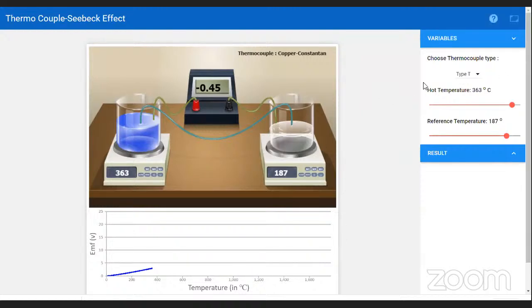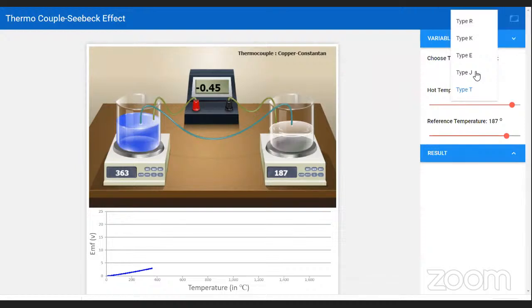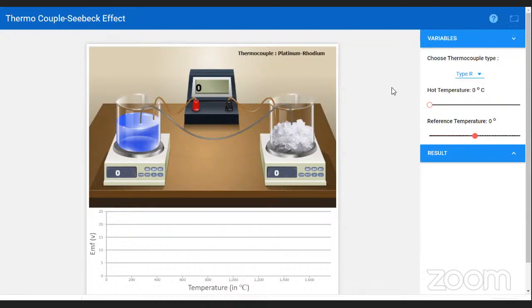Okay. So here you can see that this is the apparatus in VLab, and what we can do here, we can choose different thermocouples from the list which are available here. We have type T, type J, type E, type K, and type R. When you choose one particular thermocouple, say for example type R, it automatically displays on the screen which kind of thermocouple this is, and what combination of metals is there. So it is a platinum rhodium thermocouple, which is known as type R. So this is also another piece of information that can be directly inferred.